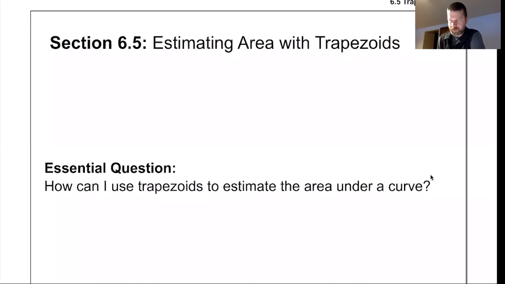Hello, today we're talking about section 6.5, estimating area with trapezoids. So this is going to be very similar to yesterday. Yesterday we estimated area using rectangles. Now we're just going to do the same thing with trapezoids. There's going to be a few different twists and turns on it, but nothing too bad.